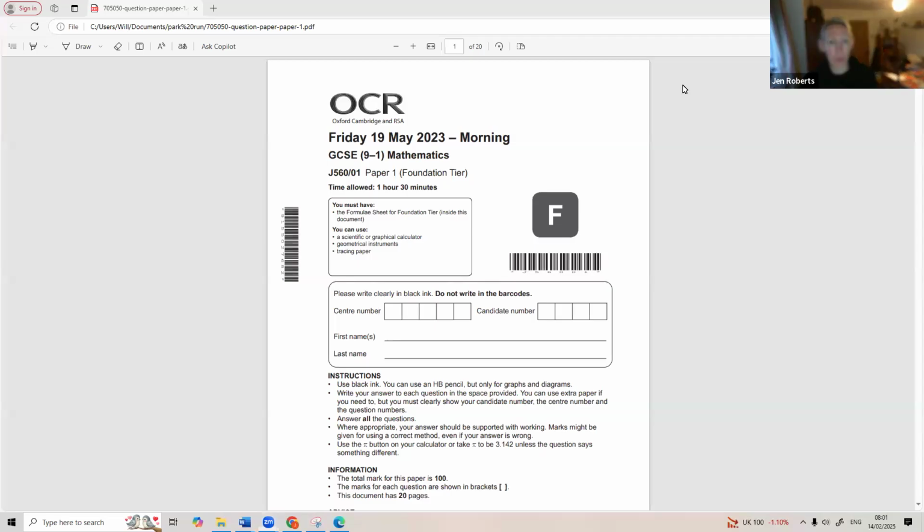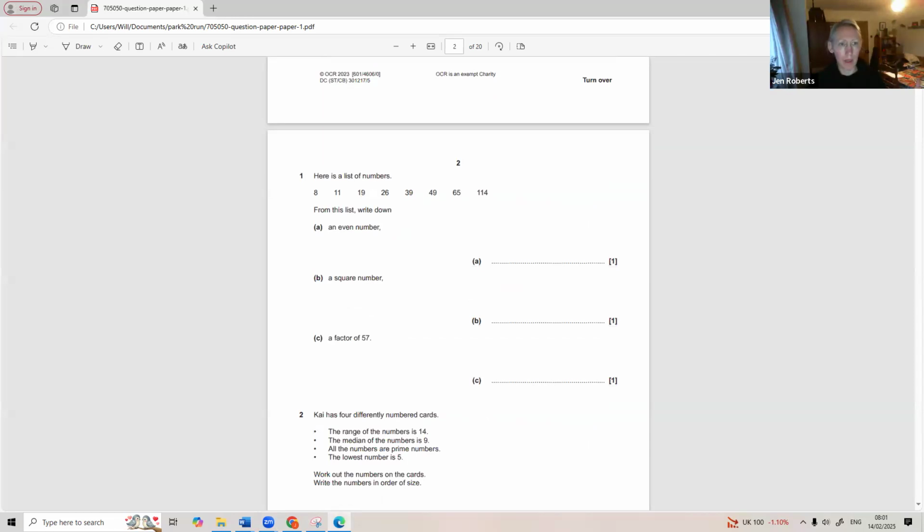Hello, this is a walkthrough for the foundation paper. It's a calculator one from May 2023. So I just thought rather than look at a mark scheme, it might be more beneficial to have somebody talk you through the answers. It's up to you how you want to do it. You might want to complete the entire paper and then watch this walkthrough to see what you got right and then to try and understand the questions you got wrong, or you might want to do it question by question.